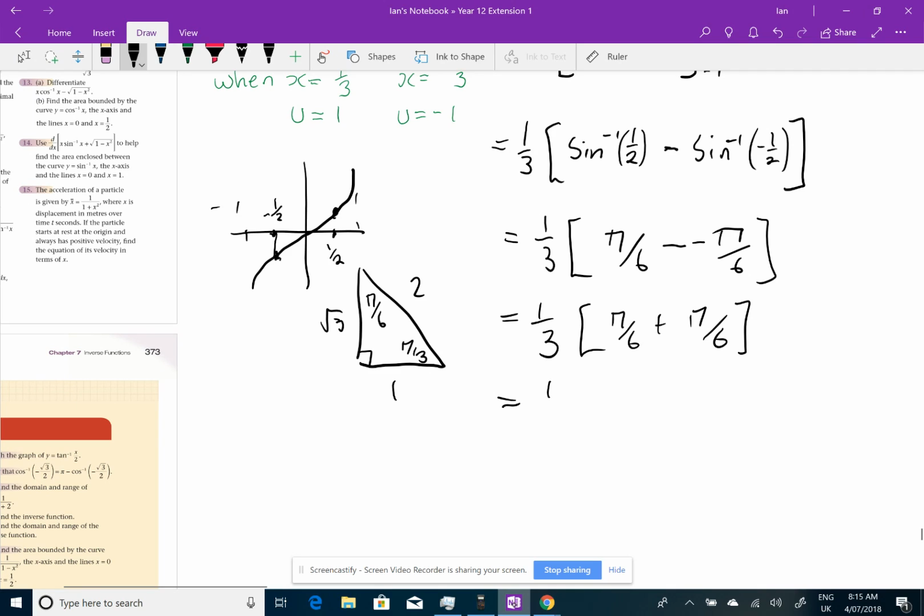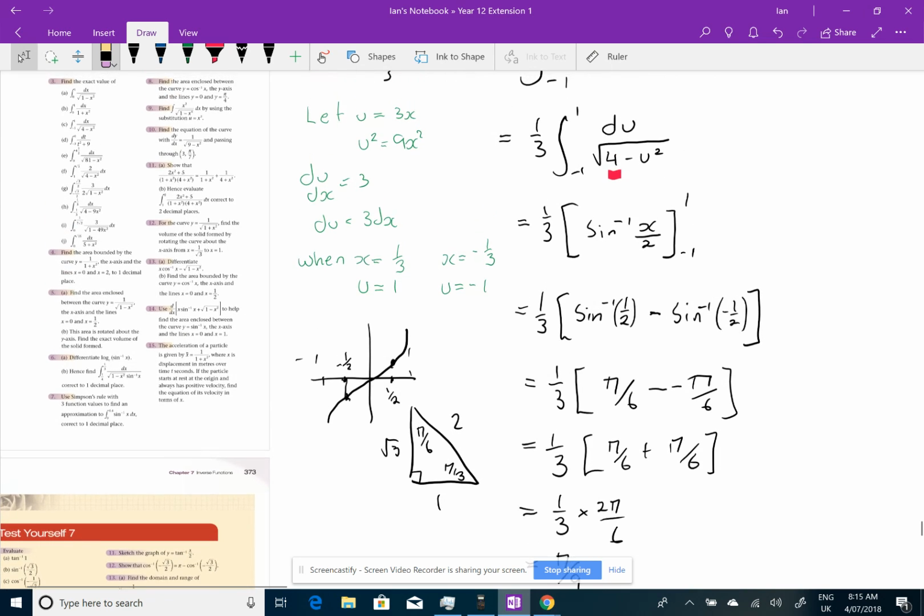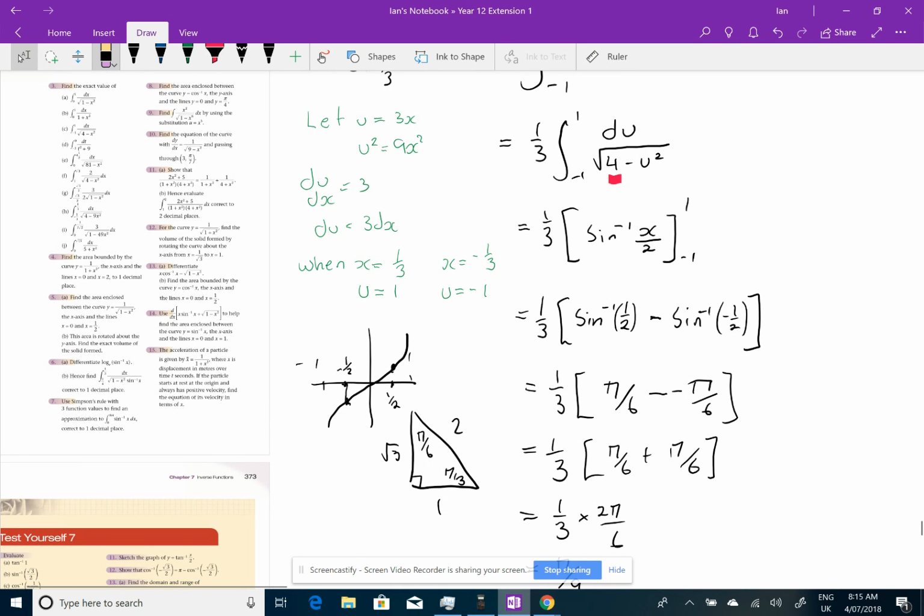So that's 1/3 pi on 6 plus pi on 6, which equals 1/3 times 2 pi on 6, which equals pi on 9 units. Oh well, I know we're finding area, but I'll just leave it as pi on 9. So they're the ones you need to be able to do. You can go ahead and finish those. I'm now going to make another video about question 5. So I'm just going to stop that one there.